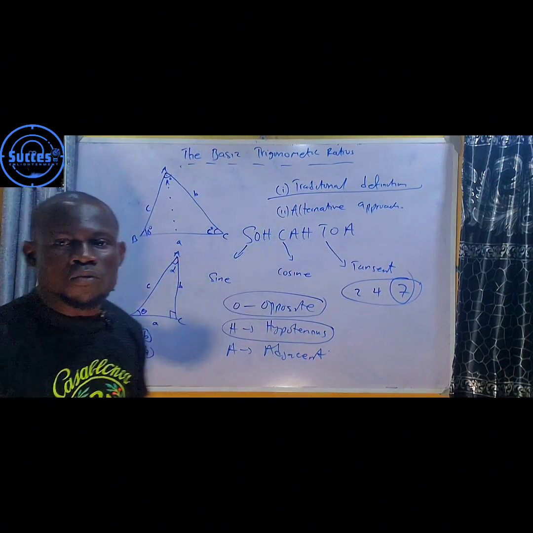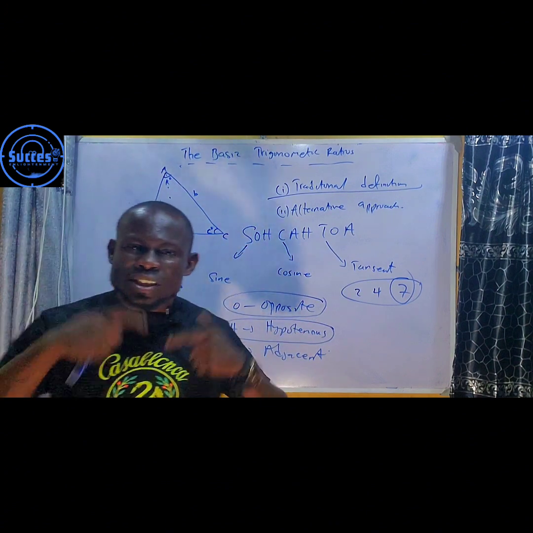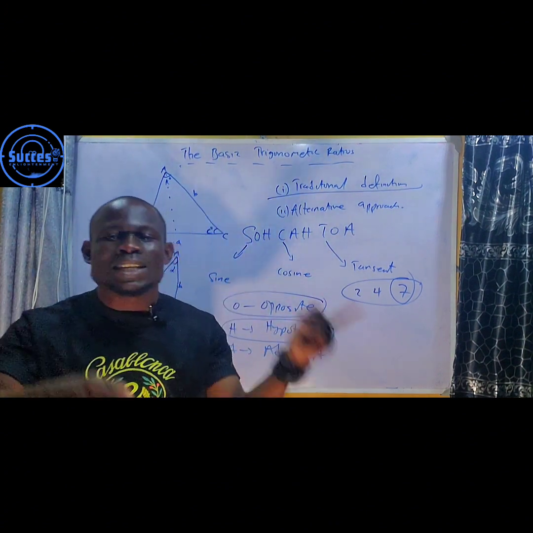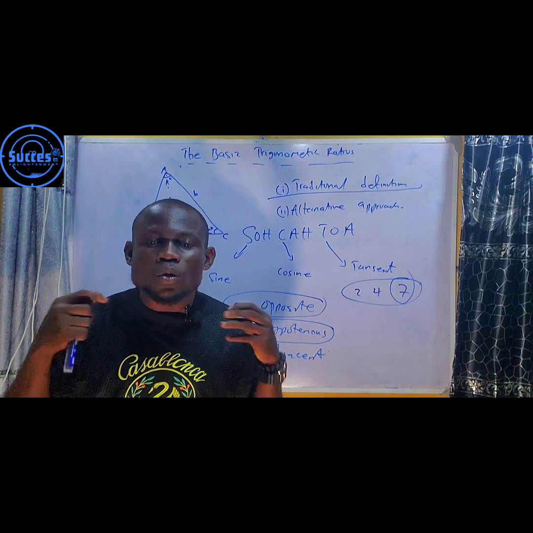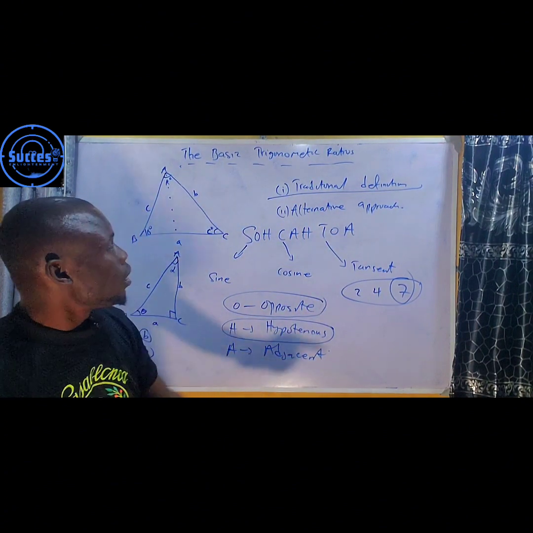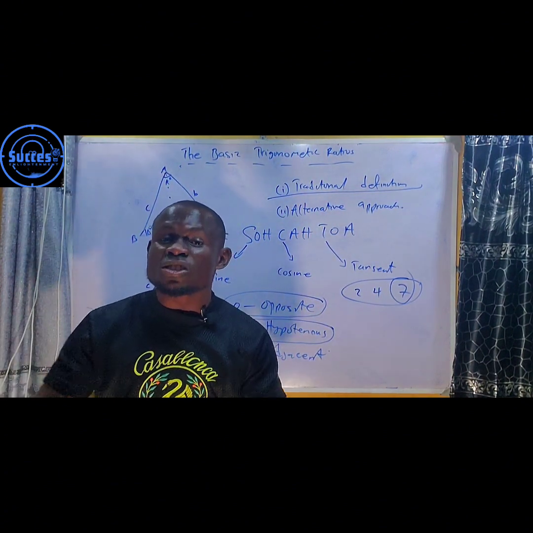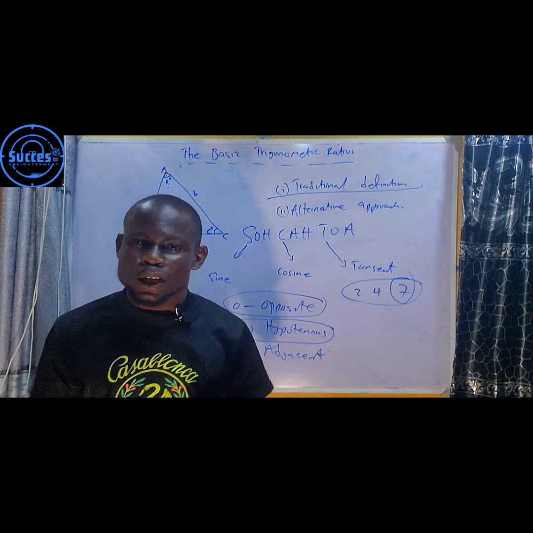Now, once you've identified this, the traditional definition tells us that the sine of an angle is equal to the ratio of the opposite side and the hypotenuse. While the cosine of an angle is equal to the ratio of the adjacent side and the hypotenuse. While the tangent of an angle is the ratio of the opposite side and the adjacent.